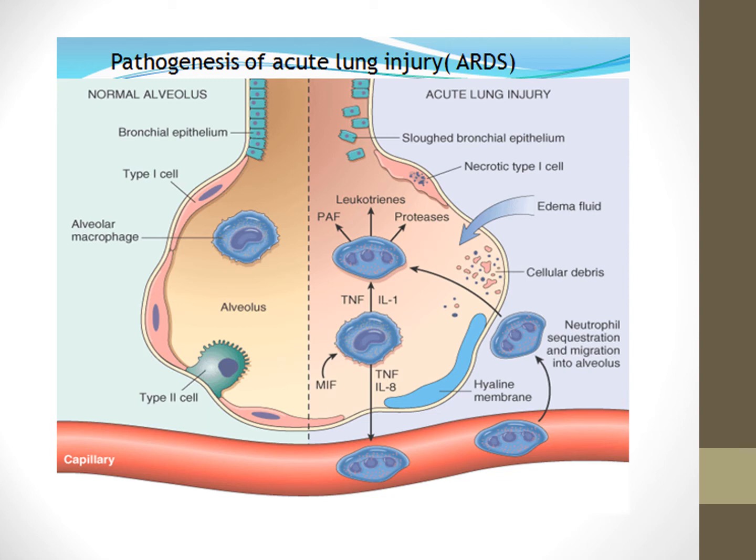So this picture here is basically looking at all the different cells and what's happening. On the left side you can see a normal alveolus, and on the right side you're looking at acute lung injury, and talking about all the different processes that are going on, like the reactive oxygen species that we were just talking about on the previous slide. So basically during ARDS, leaking occurs into the interstitial space and into the alveolus.